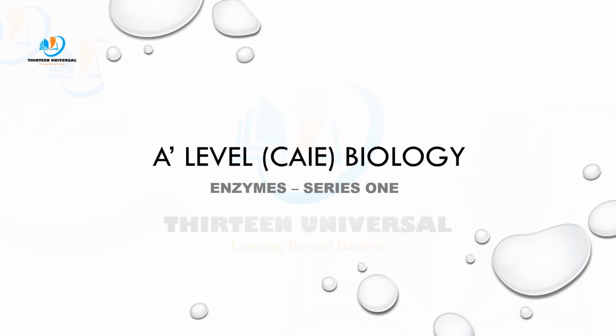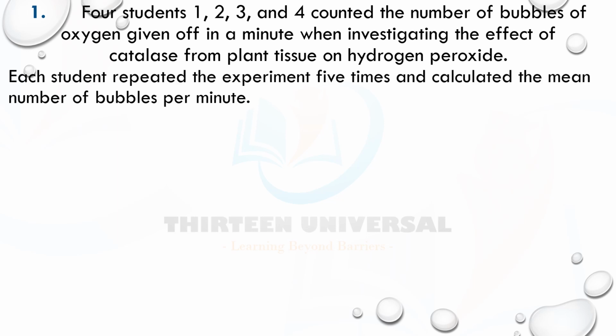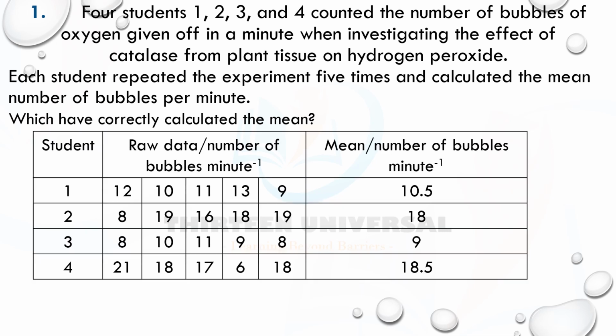All right, so let's dive into the question. The first one says, four students, 1, 2, 3, and 4, counted the number of bubbles of oxygen given off in a minute when investigating the effect of catalase from plant tissues on hydrogen peroxide. Each student repeated the experiment 5 times and calculated the mean number of bubbles per minute. Which have correctly calculated the mean? All right, so who is correct there?